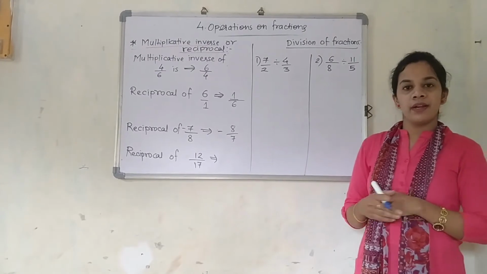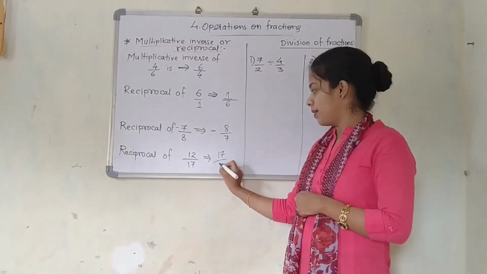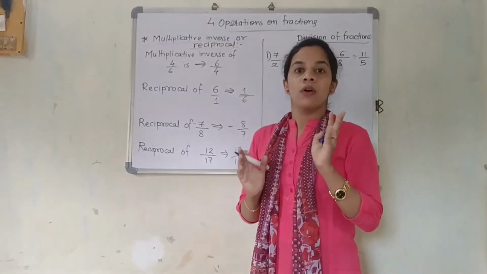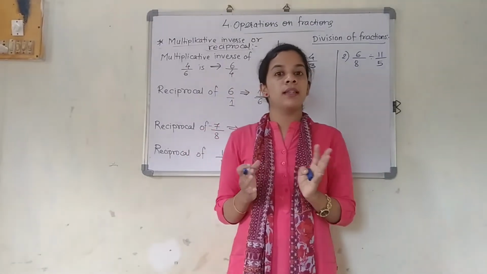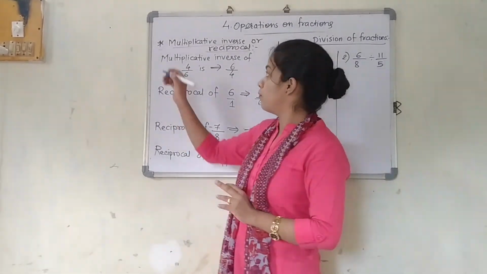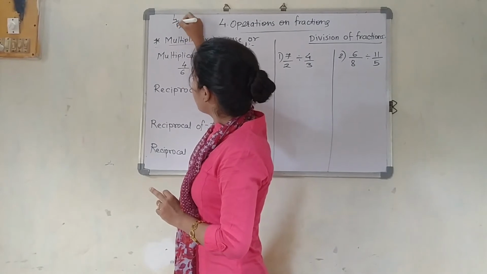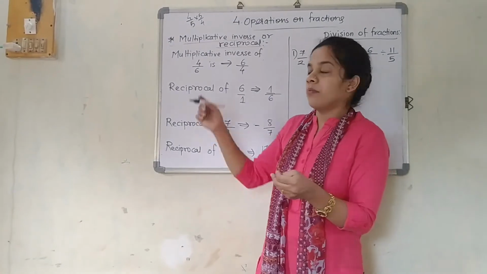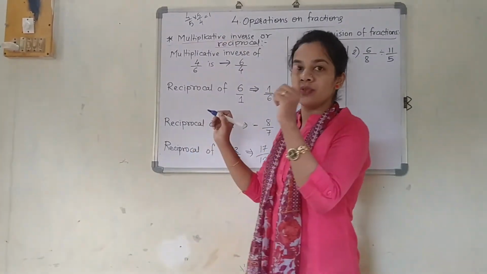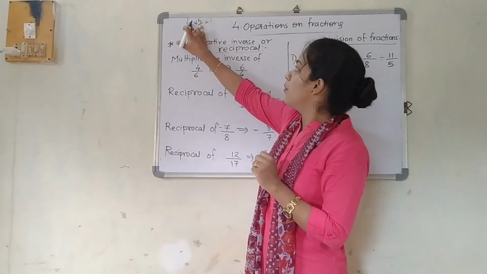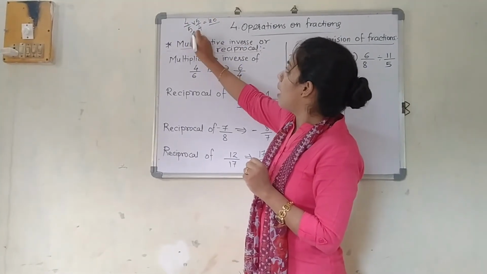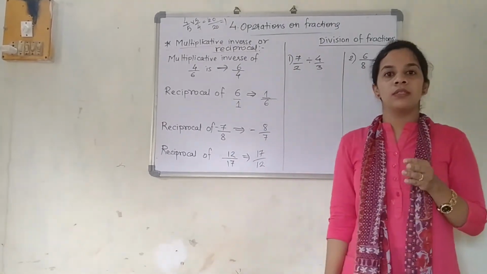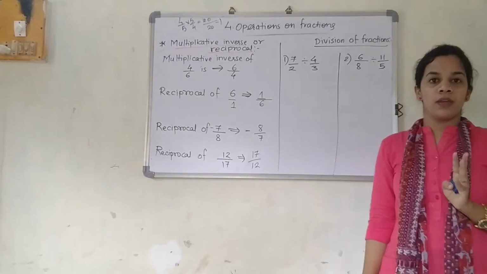Reciprocal of 12 upon 17, yes, it will be totally opposite, that will be 17 upon 12. Fine. And the product of a number and its multiplicative inverse is always 1. For example, 4 upon 5 and 5 upon 4, the product of these two numbers will always be 1. How? Check. 4 into 5 is 20. 5 into 4 is 20. 20 upon 20, the answer is 1. So always remember this. This is one important note for you all.